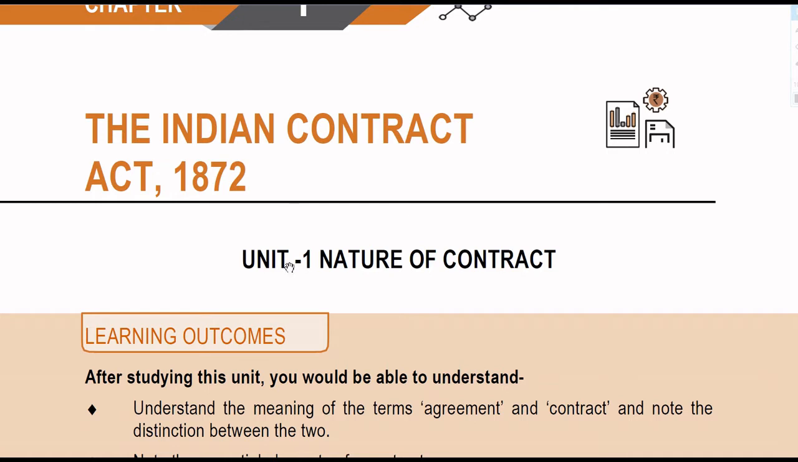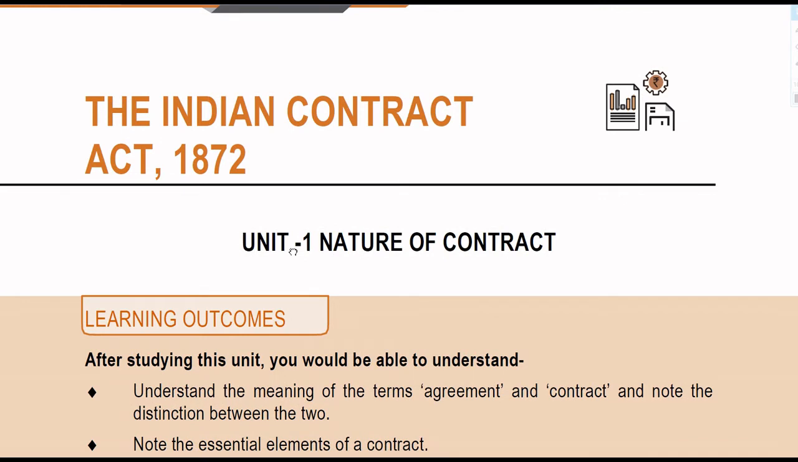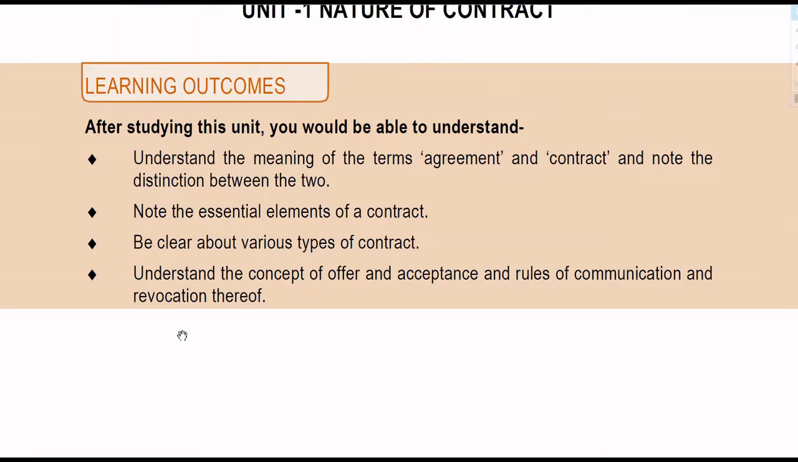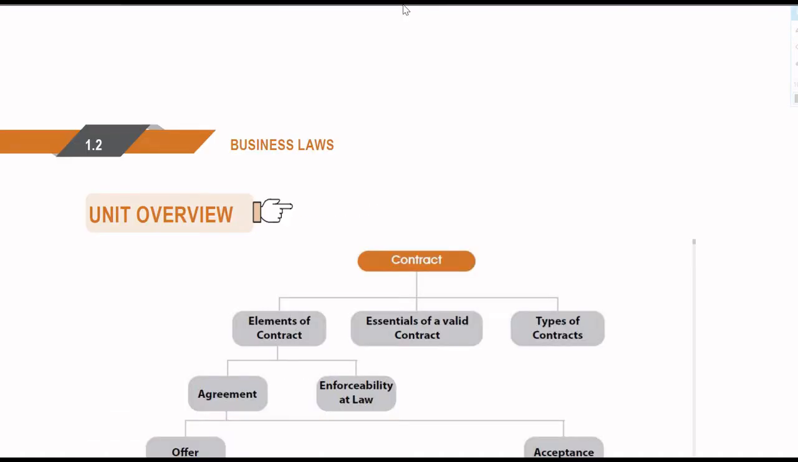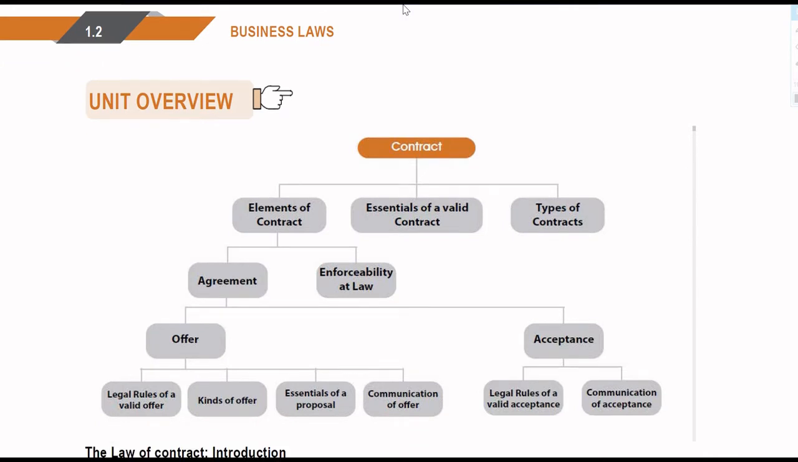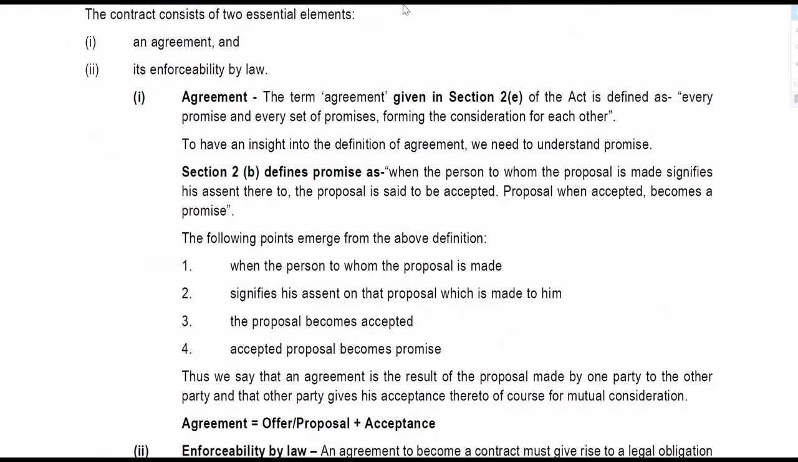We have understood in the previous lecture, lecture number 1 of CA Foundation Law, that we are going to start the Indian Contract Act 1872 with Unit 1, the nature of contract. We have studied what we are going to study in this chapter, and we have seen the flow chart: the various essential elements of contract, the types of contract, and the elements of contract. We have seen the introduction.